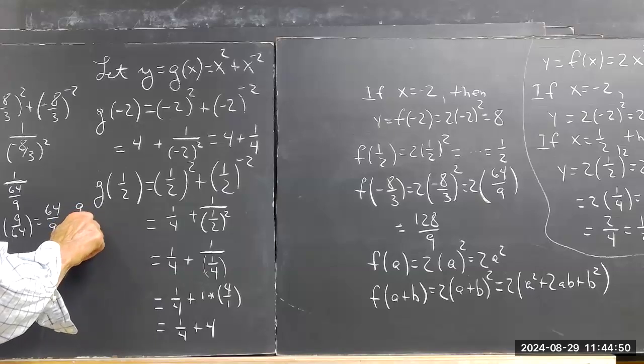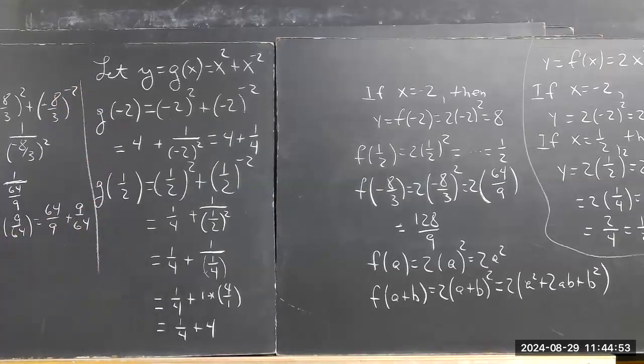Now, of course, in many cases you would want to put these over the common denominator and add them up. 9 times 64 is 576. Anyhow, okay, so there you have it.